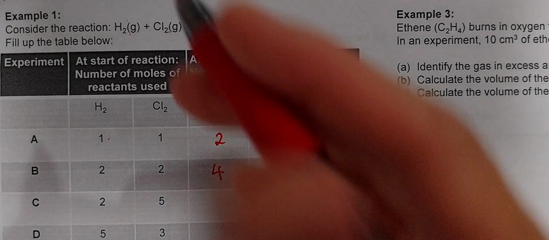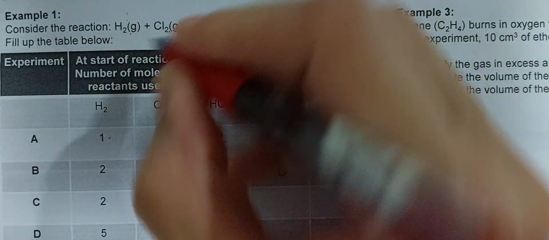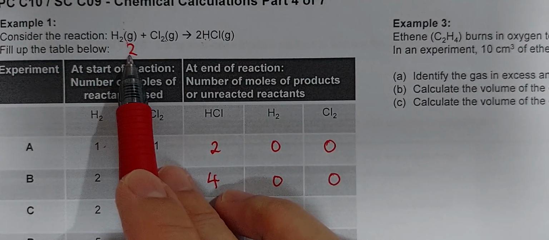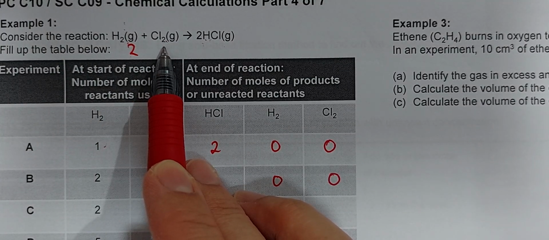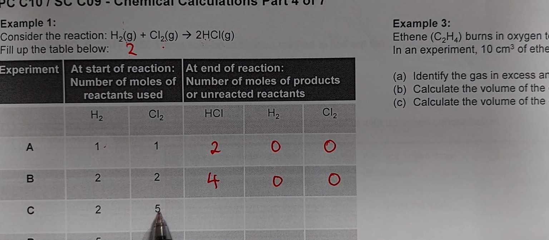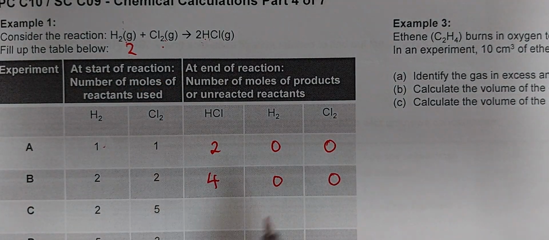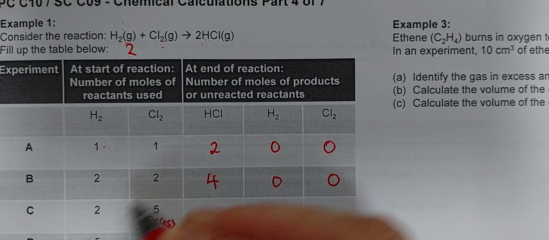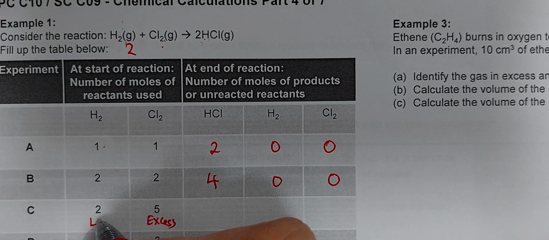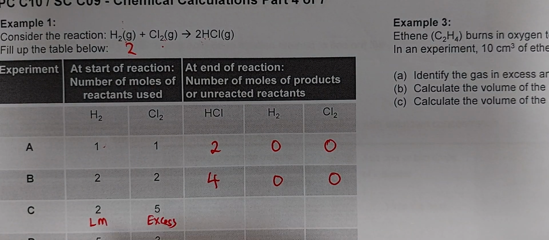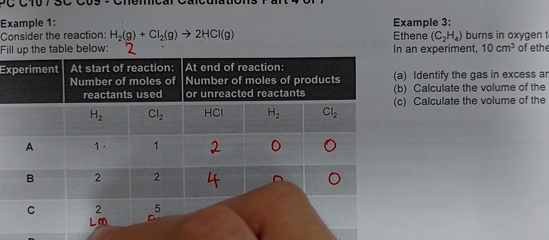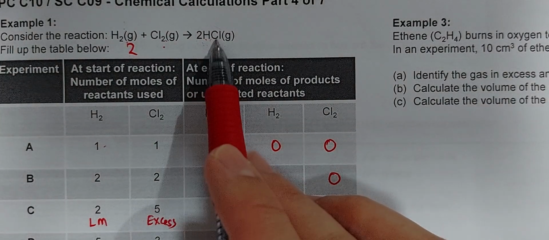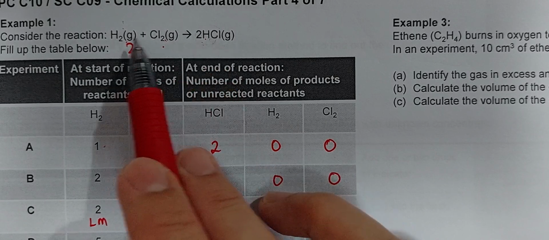Let's look at experiment C. You have 2, 5. You see the mole ratio is 1:1, so if you have 2 here, you would need 2 mole of chlorine to react. But now I have 5 mole of chlorine. Which means your chlorine is in excess. Your hydrogen is limiting. It's the limiting reactant.